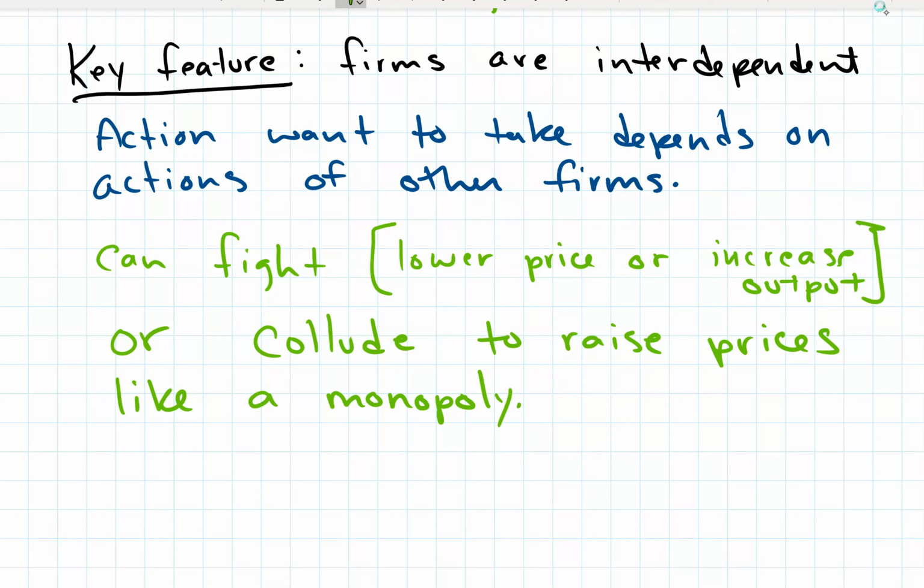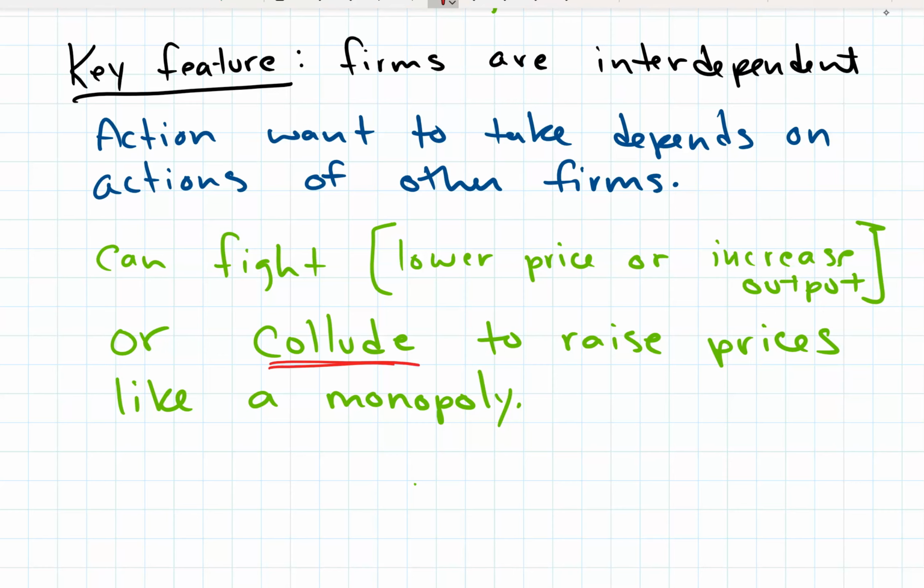Now it's not as in other markets. It's different. For example, in monopoly, no one can come in because there's no competitor, right? In this one, we have competitors, and those competitors are large. So if they take action, it's going to have an effect on us. So this is the key feature. We're interdependent.